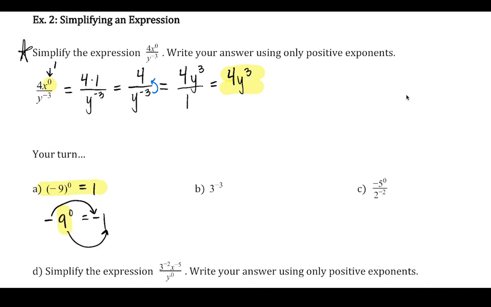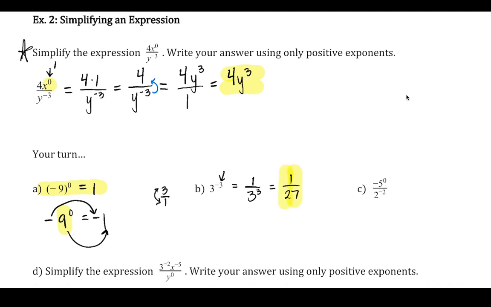And then for B, 3 raised to the negative third power. So if we want to think of it in terms of a reciprocal, I can think of 3 as 3 over 1, and then to find the reciprocal, I flip that. So this becomes, instead of 3, it becomes 1/3, and this negative 3 turns into a positive 3. And then I can multiply out that 3 to the third power, so this becomes 1 over 3 times 3 times 3, so 27.